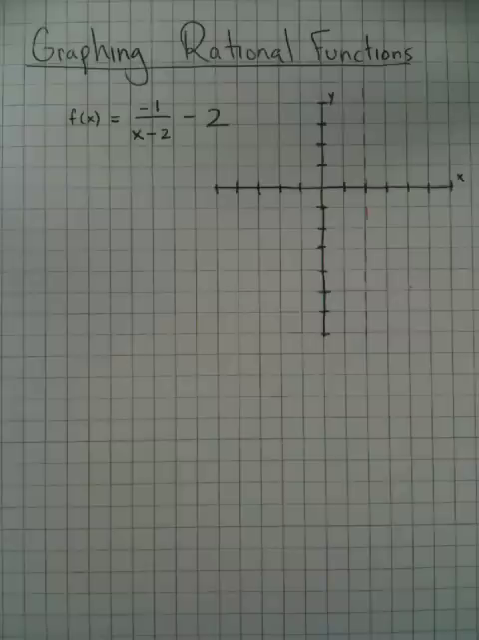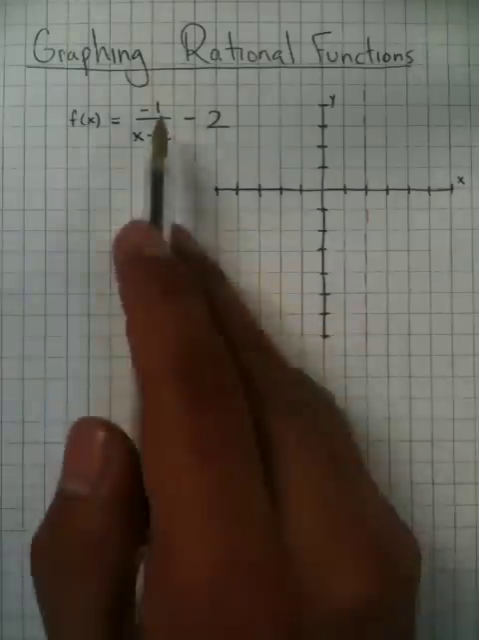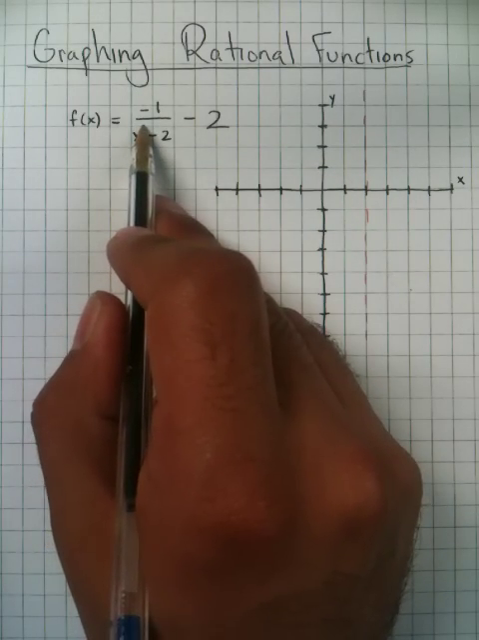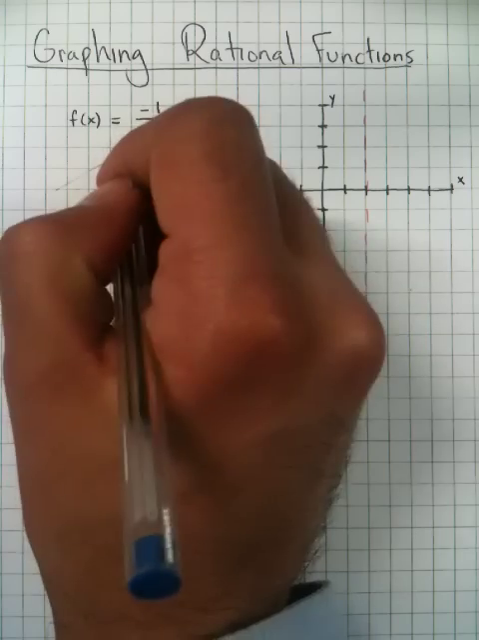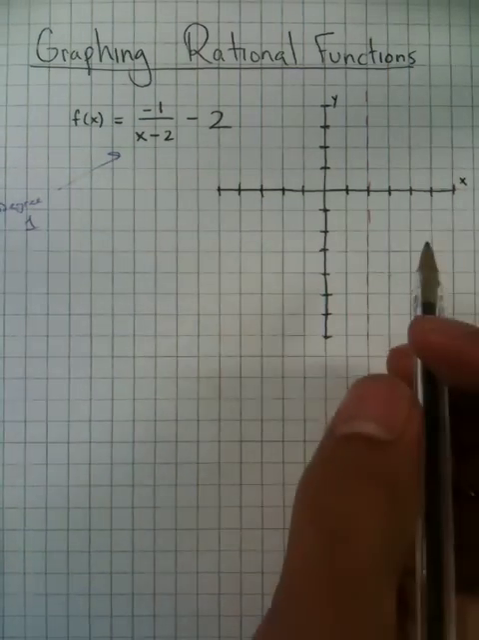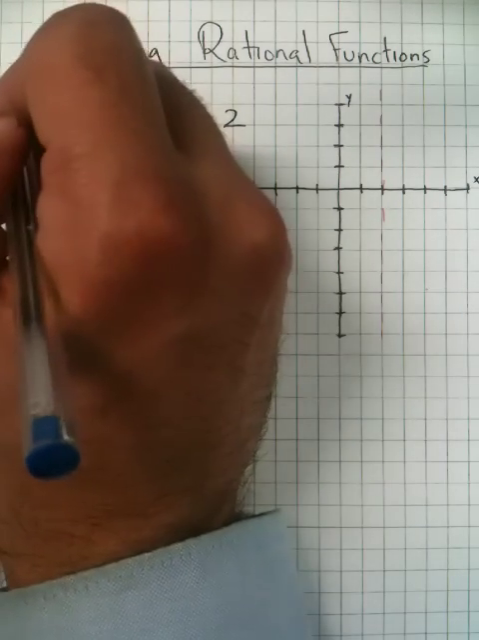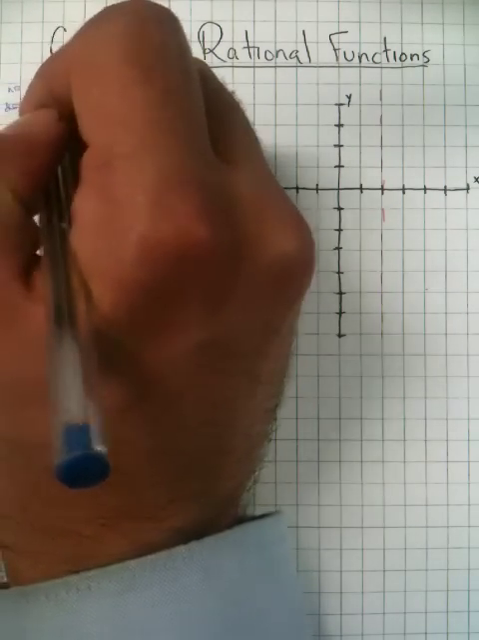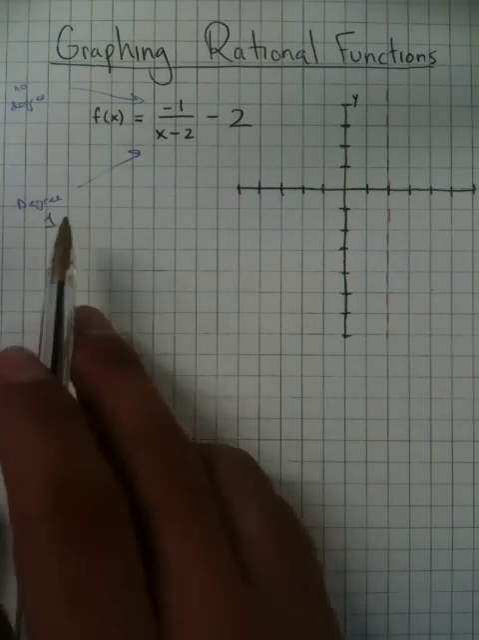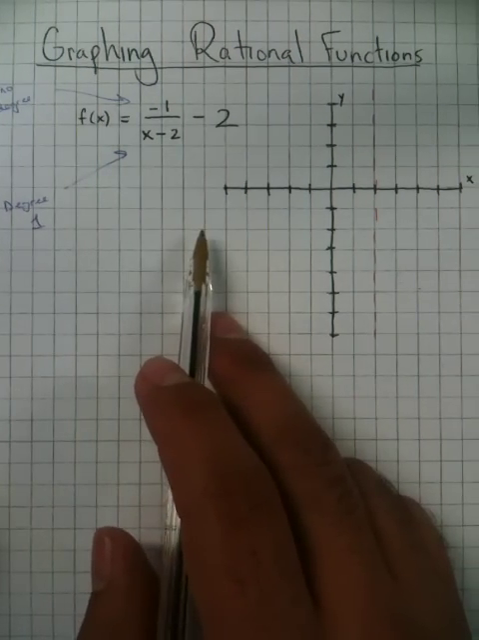Now, your horizontal asymptote is a special case scenario. It's based off of the total degree in your rational expression. So this has a variable with a power of 1. Therefore, it's called degree of 1. This has no variable, so no degree. Because this is bigger than this, that means you're going to have a horizontal asymptote.